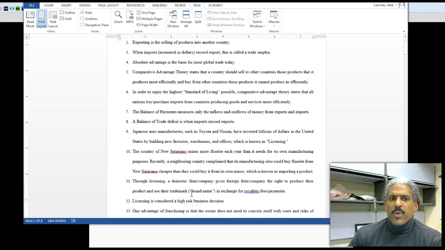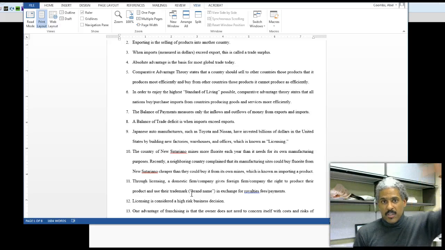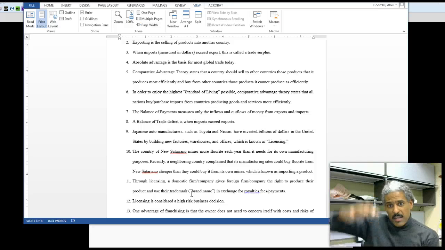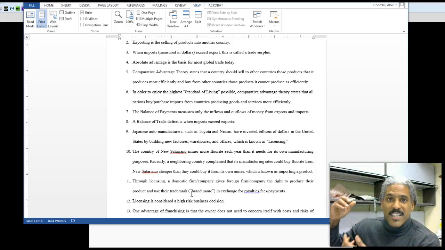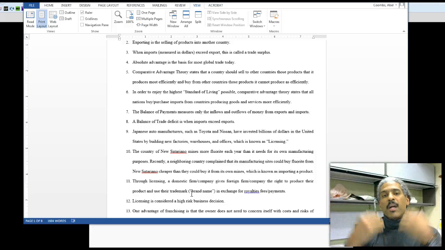Moving on. 3, when imports measured in dollars exceed exports, this is called a trade surplus. False, right? Exports minus imports equals surplus, deficits, balance. So exports is smaller, imports are bigger. That's a deficit to the country. More money went out, right, than in.